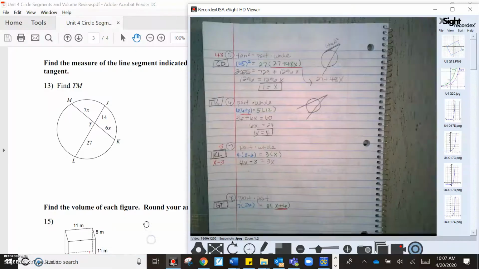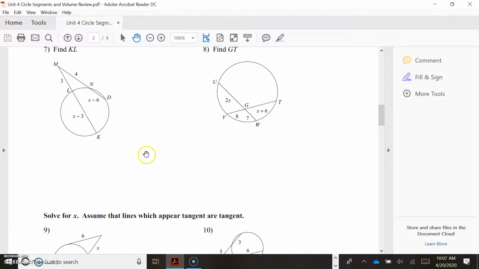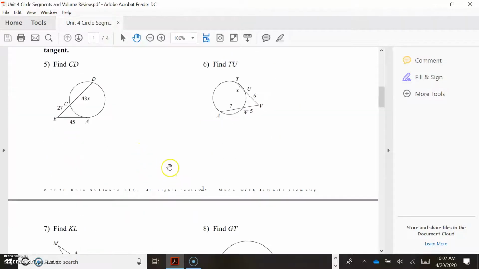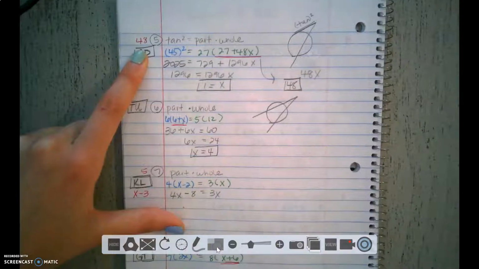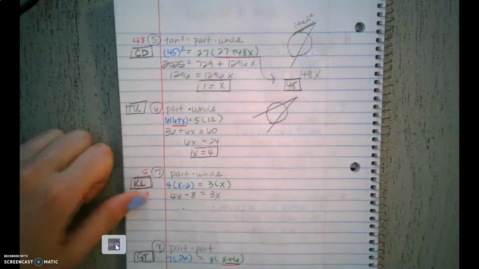I am all over the place. Number 5, it says find CD. Okay, CD is just the 48x part. So if I substitute in a 1, I am going to get 48 for CD, which was on my answer key. Okay, let's keep up here.